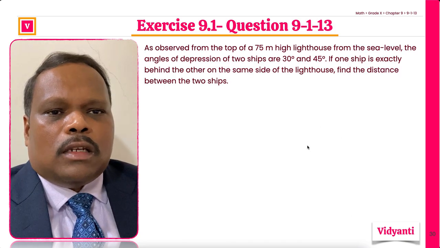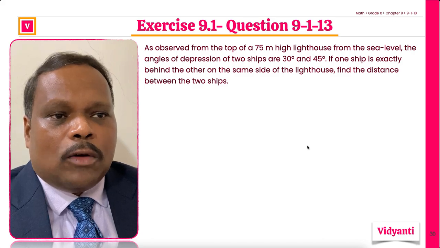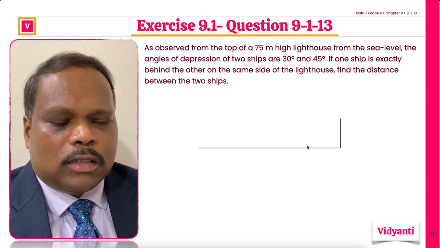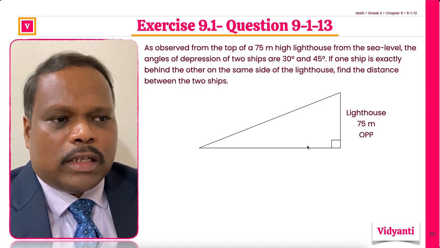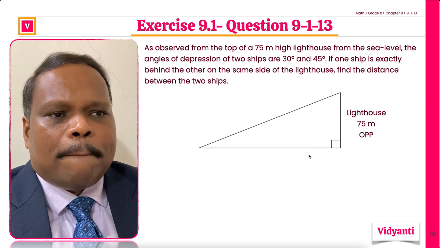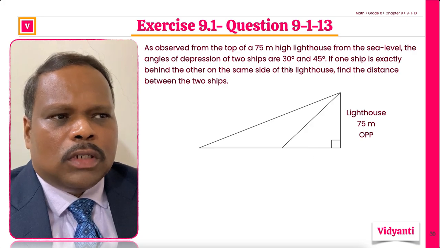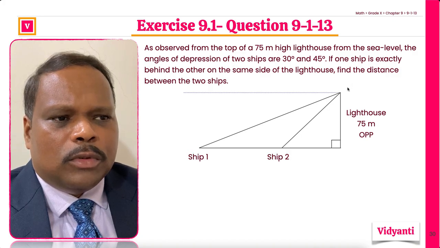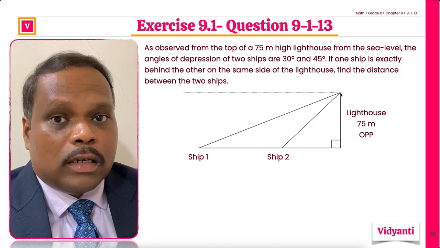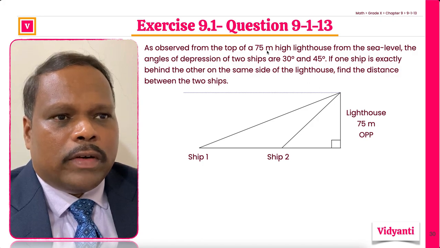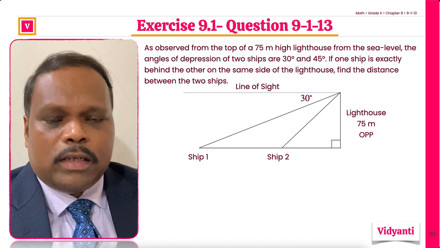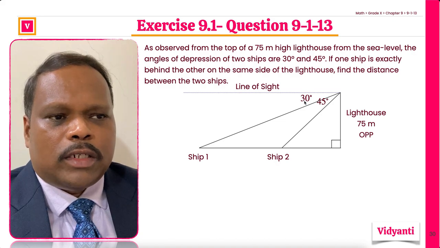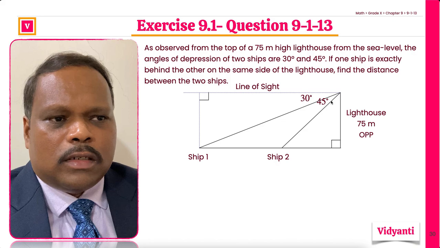Let's go to question 13. Observe from the top of a lighthouse 75 meters high. So this is the ground, this is the lighthouse, 75 meters, and this is most likely the opposite side, 30 degrees. Now angle of depression of two ships. Okay, so this is ship 1, this is ship 2, and the person is standing somewhere here at the top of the 75 meter high lighthouse. So now this is his line of sight. He is lowering his eyesight level. So first angle of depression is 30, second angle of depression is 45.